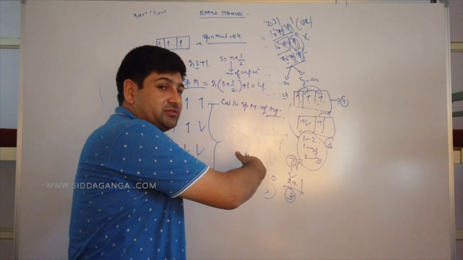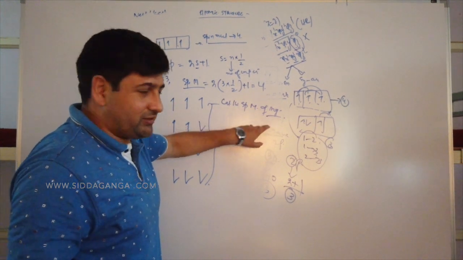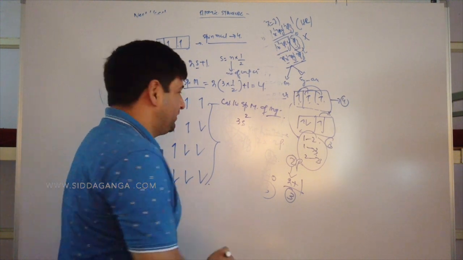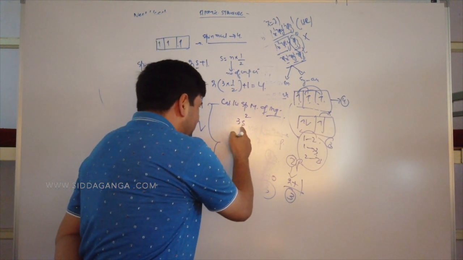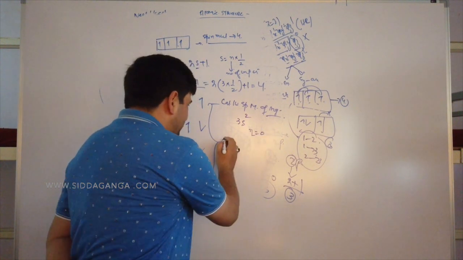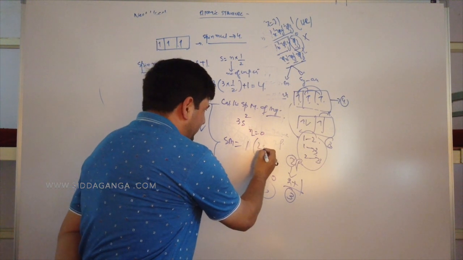Outermost or inner electrons? Outermost, because only the outermost electrons will be valence or unpaired. So magnesium's outermost electronic configuration is 3s2. So what is the n value here? The number of unpaired electrons is 0. So what will the spin multiplicity be equal to? Only 1, because we apply 2S plus 1.